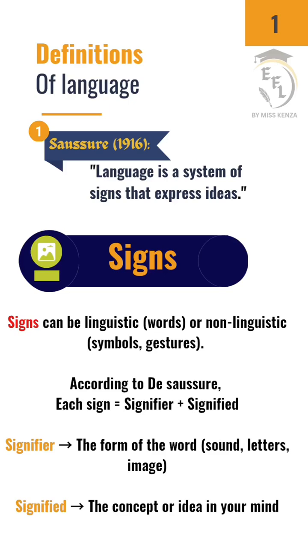According to de Saussure, each sign equals the signifier plus the signified. The signifier is the form of the word. It can be a sound, a letter, or an image. On the other hand, the signified means the concept or the ideas that we have in our minds about the form of the word.